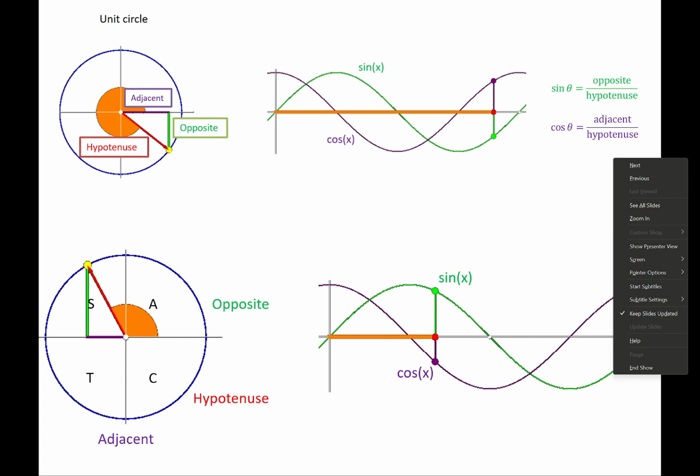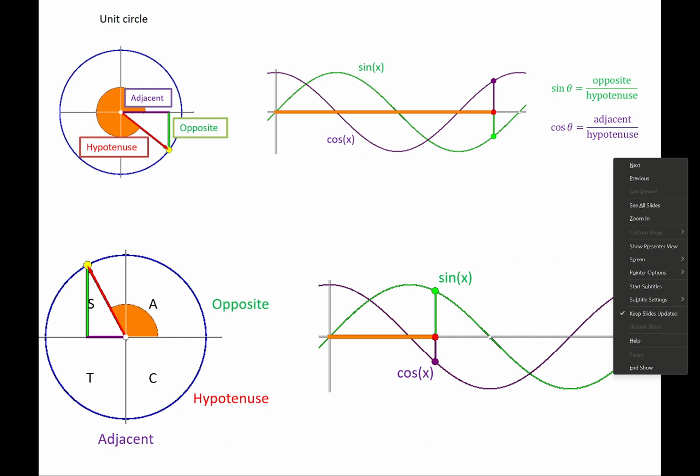What's going on is sine is opposite over hypotenuse. The opposite, the green, is still in the positive y direction. The purple, the adjacent, is in the negative x direction. So it's the purple that's negative. Cosine is purple divided by red. It's the adjacent divided by the hypotenuse. So it's a negative quantity, and that's being shown by the cosine function becoming negative as we moved into the second quadrant. So the graph is following the CAST rule.